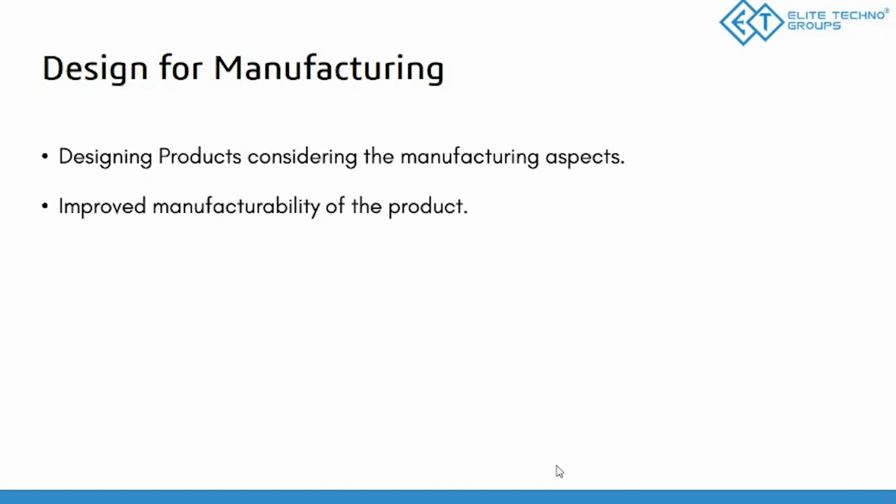it was taught that manufacturing considerations must also be incorporated during the design phase. So as a designer, we must also think about the manufacturing aspect to improve the overall manufacturability of the product, and that will ultimately optimize the cost, because if your product is easily manufacturable, it will have a low cost of production, and hence the cost of the product will be optimized.